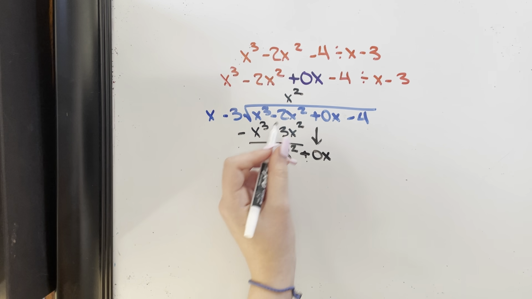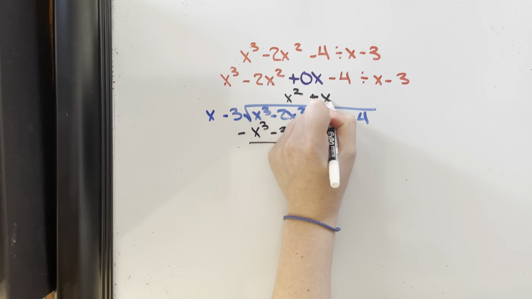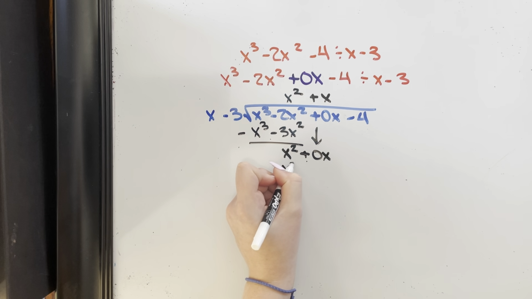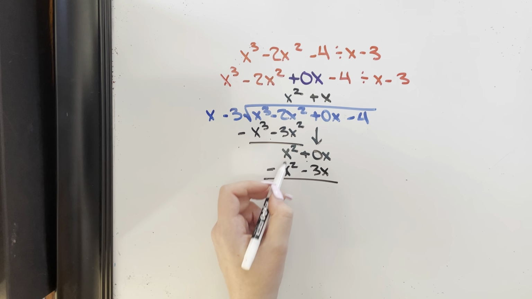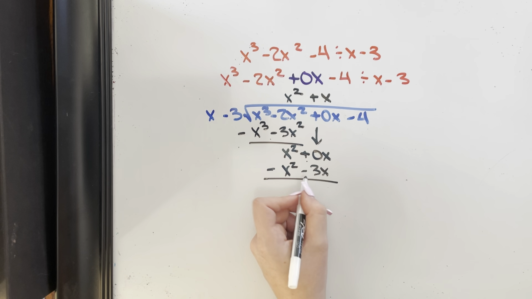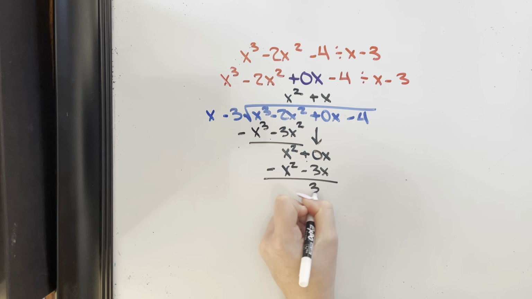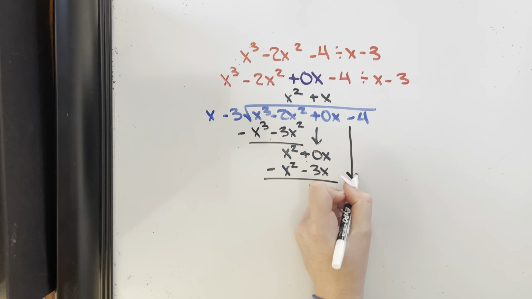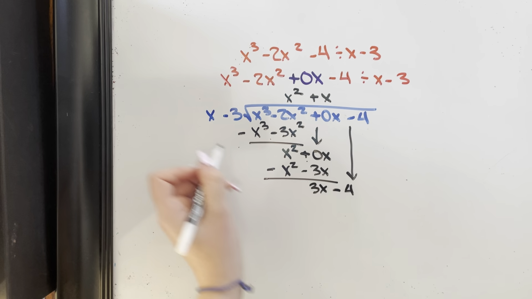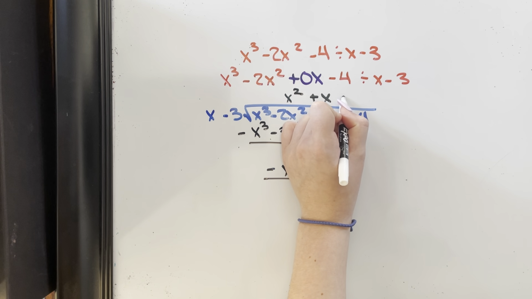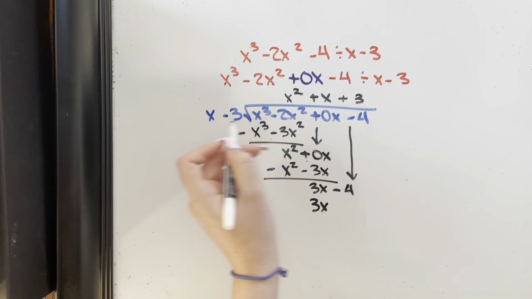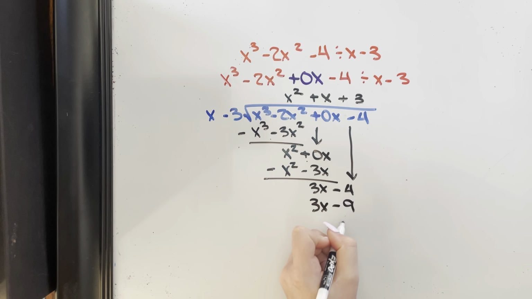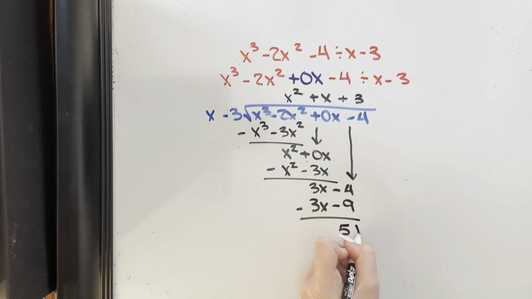How many times can x go into x squared? Just x. And then multiply. And then subtract. That's 0. 0 minus negative 3x gives us positive 3x, and then bring down the last term. How many times can x go into 3x? Can go in positive 3. Then you multiply. 3 times negative 3 is negative 9, and then you subtract, and you get 5 remaining.